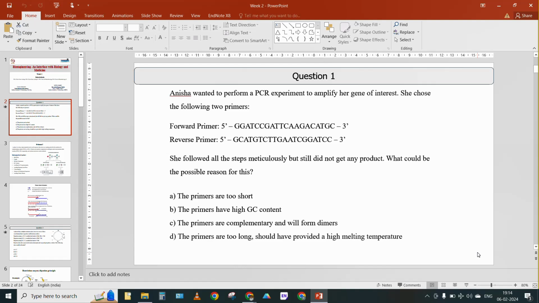Option A is primers are too short. Option B is primers have high GC content. Option C is the primers are complementary and will form dimers. And option D is the primers are too long but have provided a high melting temperature. So would anybody like to answer this question with proper reasons and clarifications? Anyone?